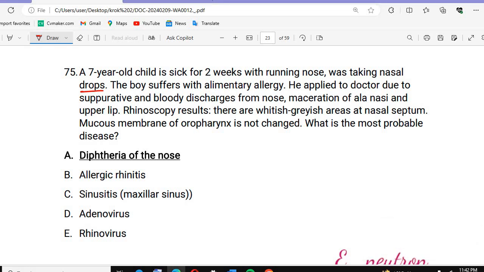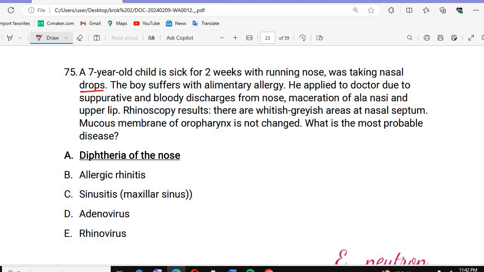A 7-year-old child is sick for 2 weeks with a running nose. Was taking nasal drops. The boy suffered from alimentary allergy. He applied to the doctor due to suppurative and bloody discharge from the nose, maceration of the ala nasi and the upper lip. Rhinoscopy result: whitish grayish areas at the nasal septum, mucous membrane of the oropharynx is not changed. What is the most probable disease?